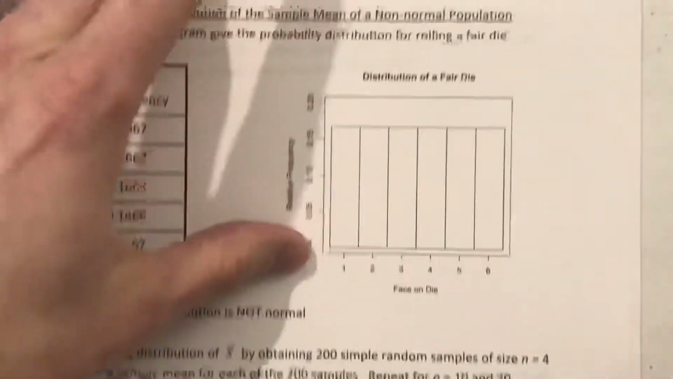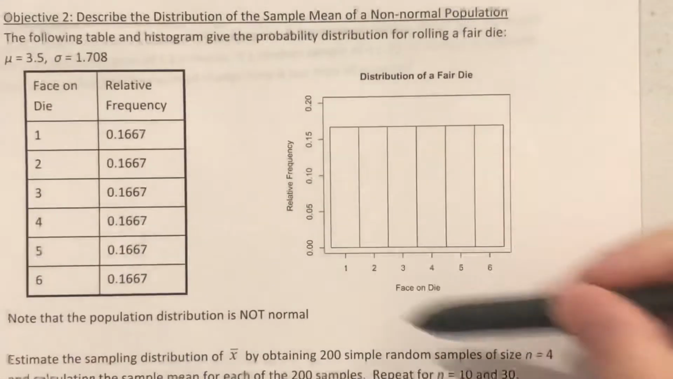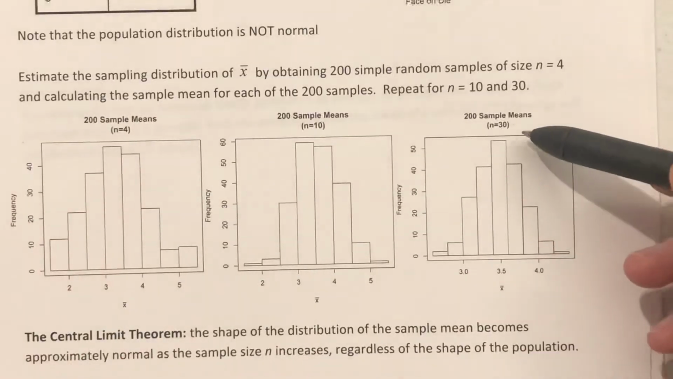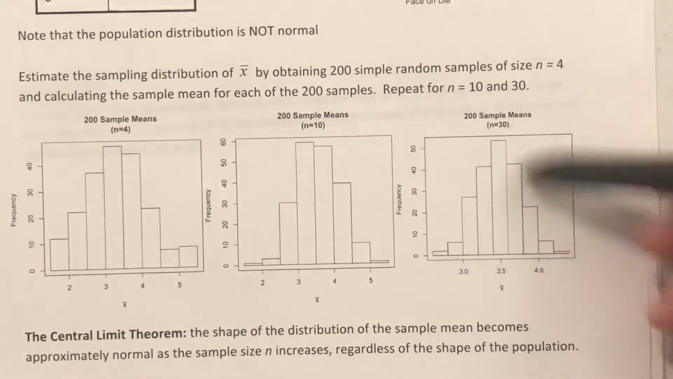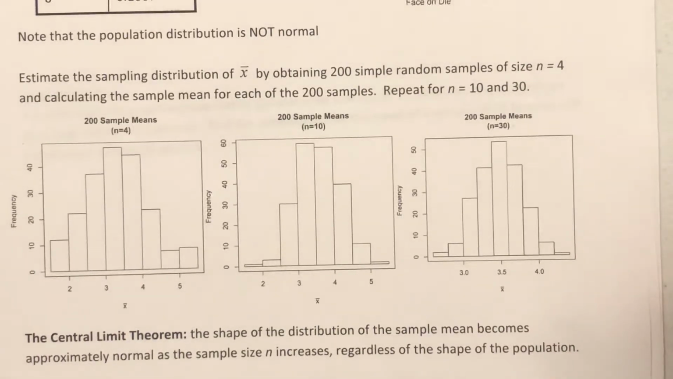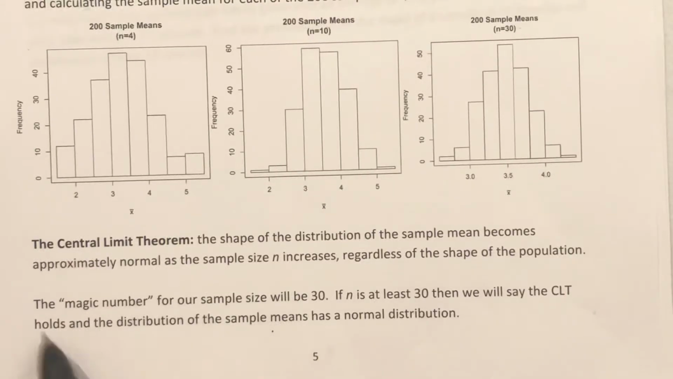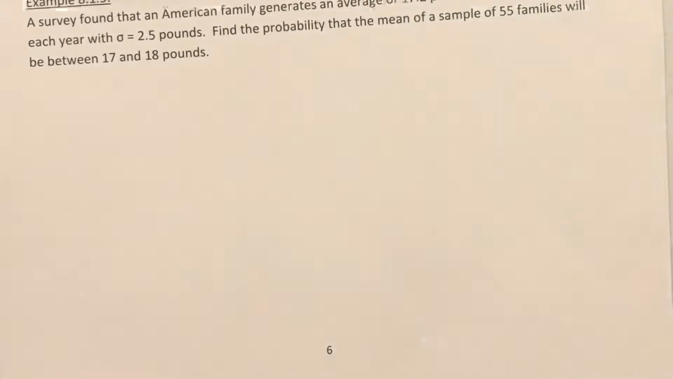So again, what we did is we took a distribution that had no bell shape to it whatsoever and took samples of size 30, and the means that came from those samples did have a bell-shaped distribution. That's what the central limit theorem tells us, and it's very powerful.